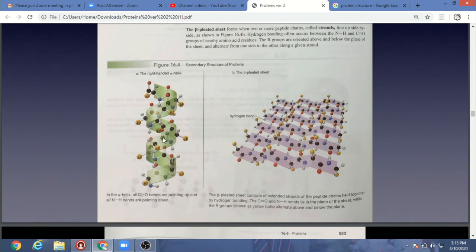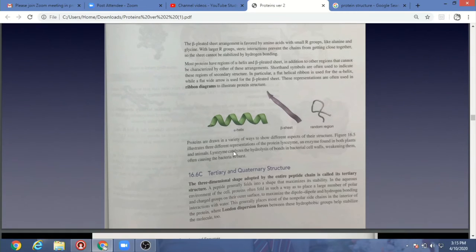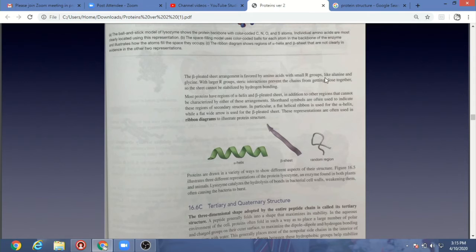The helix, however, is not going to be very favorable, because how are you going to get an R group side chain all sandwiched inside that helix, right? It's not going to be very favorable. There's not going to be enough room for that. With larger R groups, steric interactions prevent the chains from getting close together, so the sheet cannot be stabilized by hydrogen bonding. All right, so the beta pleated sheet arrangement is favored by amino acids with small R groups.